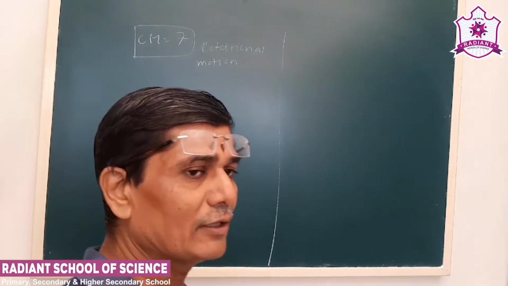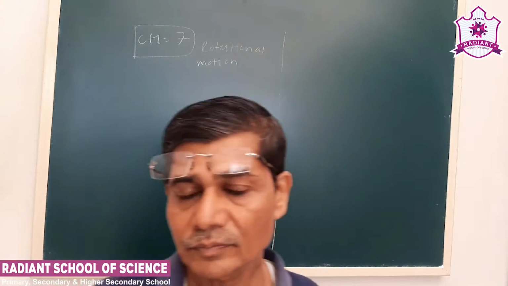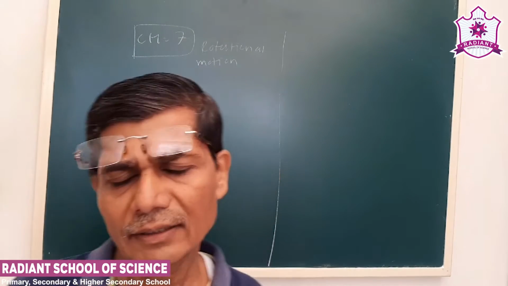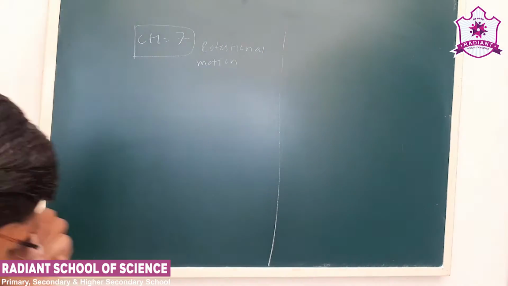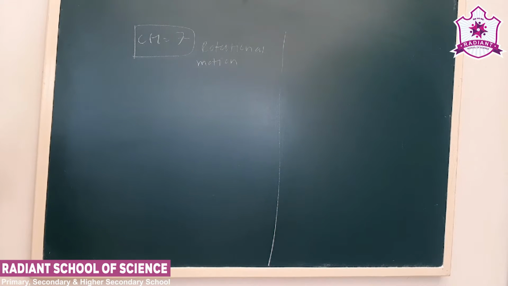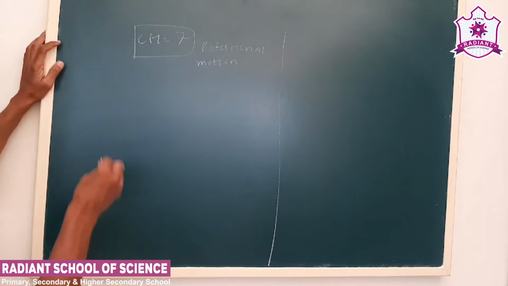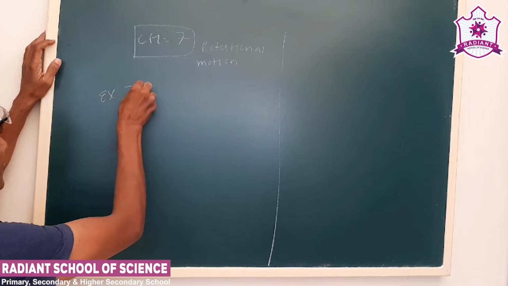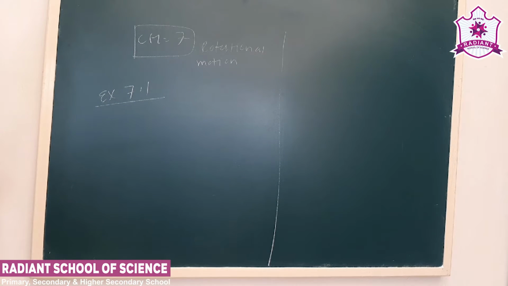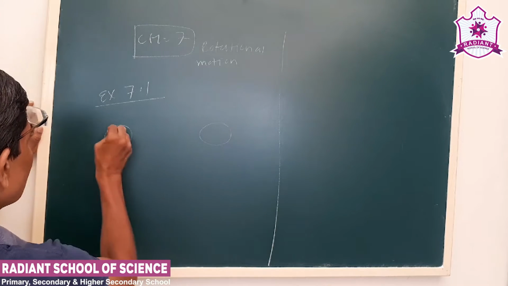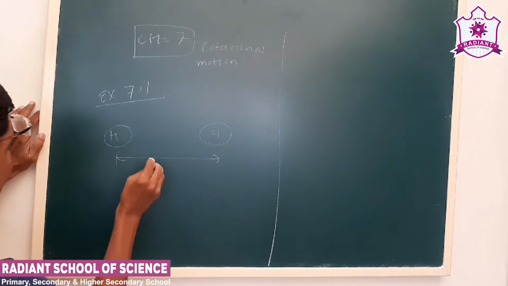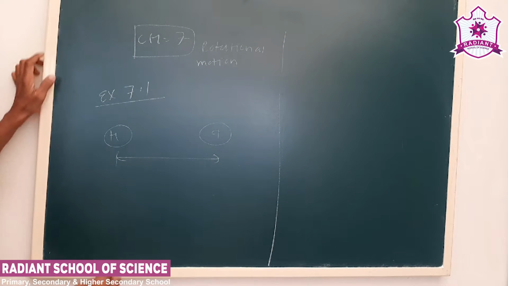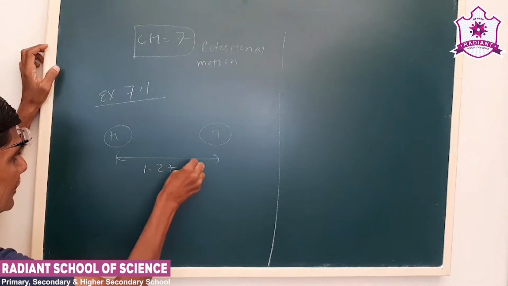See, first we'll take up the examples which have a calculation part, and then we'll go for the theoretical questions. Now see, exercise sum number 7.1. Consider the HCl molecule, hydrogen and chlorine, H and Cl. The distance between them is given as 1.27 angstrom.